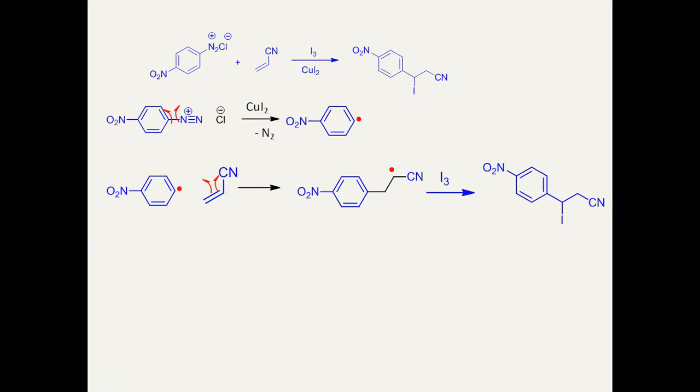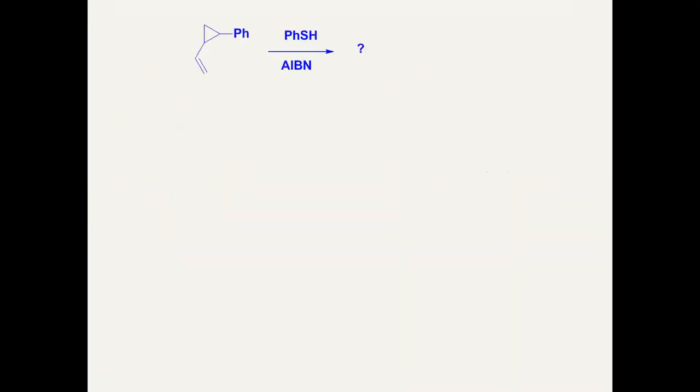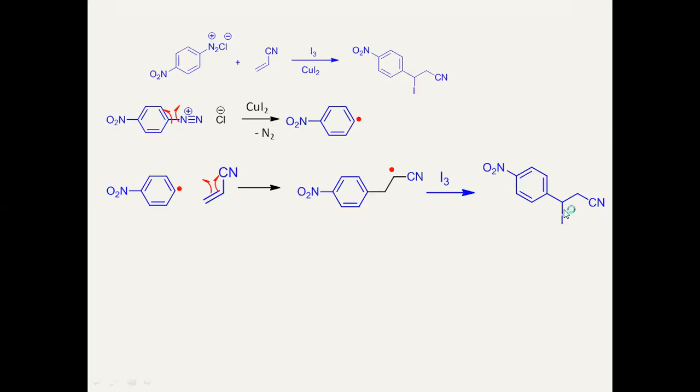But the question is how iodine is delivered here instead of here. The reason is what? A 1-2 shift. Again here we can say 1-2 shift.